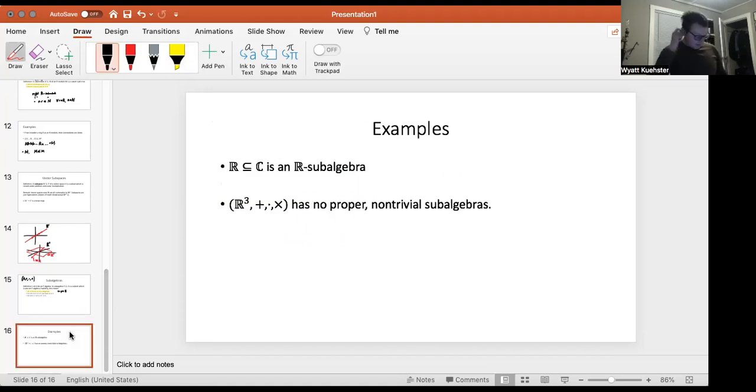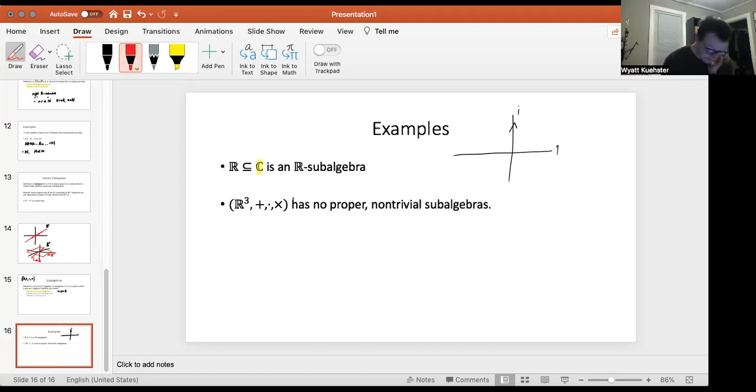And let's do some examples. Remember that the complex numbers were a two-dimensional R algebra. You can think of the complex numbers as just a fancy R2. As a vector space, it's just R2. And then you put a fancy multiplication on it by considering this axis to be the imaginary axis. And it's an R algebra because it's an R vector space with a fancy multiplication on it.